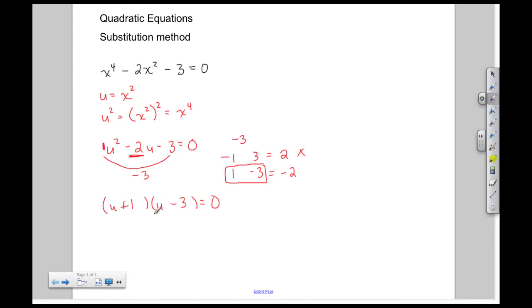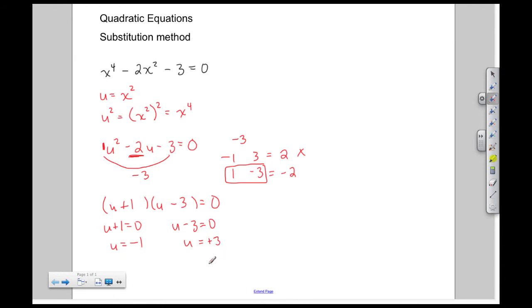At this point I have two factors that when multiplied have an outcome of 0. That means if either factor is 0, then I could make this equation true. So I'm going to rewrite these factors as two separate equations where both of them are set equal to 0. So u plus 1 equals 0 and u minus 3 equals 0. Now I'm going to solve for u. Here I see that u is negative 1, and on the right hand side here I see that u is equal to a positive 3.